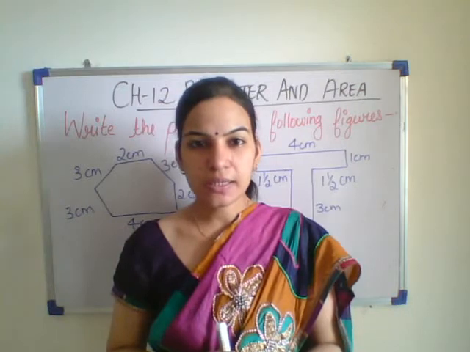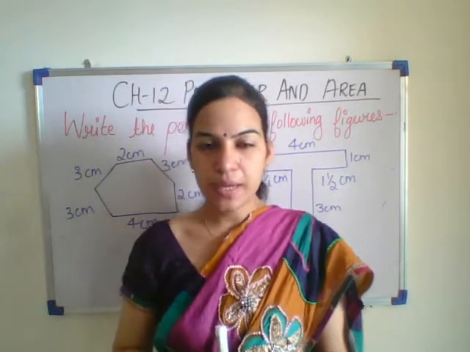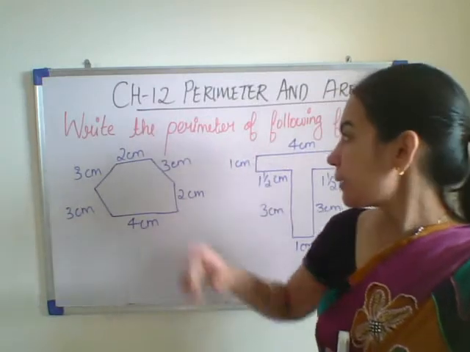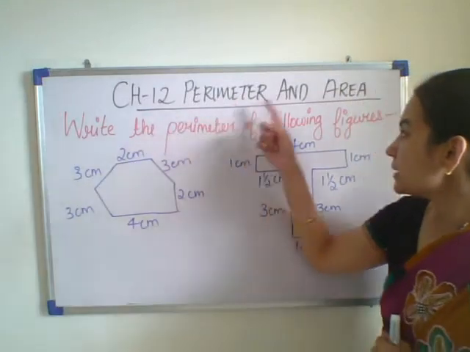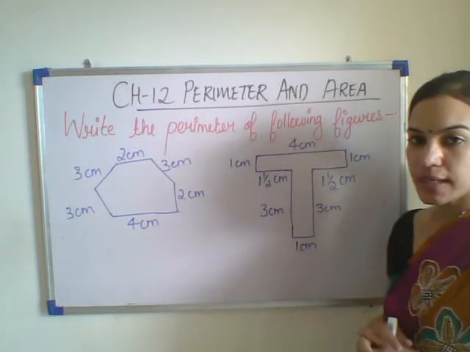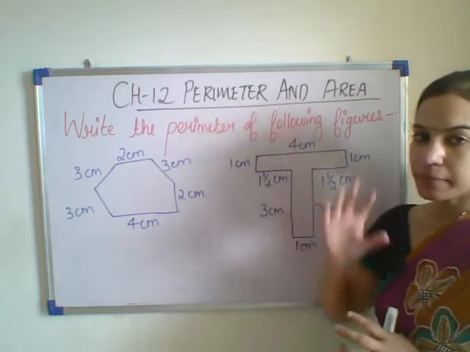Today we will be starting new chapter number 12. This is the last chapter of your half-yearly course. Chapter number 12 is perimeter and area. So in today's class, let us study how to find the perimeter.